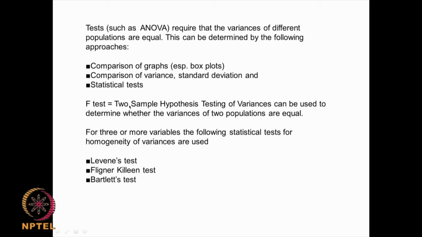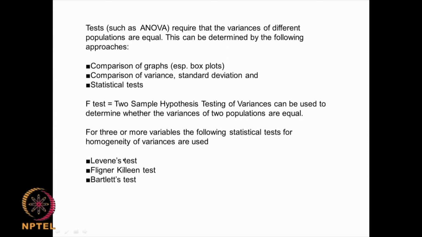Suppose we have 2 sets of samples, we look at the variance of set 1 and the variance of set 2 and divide one by the other, which is called the F test. If we have many sets, then we perform ANOVA. But there are other tests for checking the homogeneity of variances, like Levene's test, the Fligner-Killeen test, and Bartlett's test. All these tests are available.